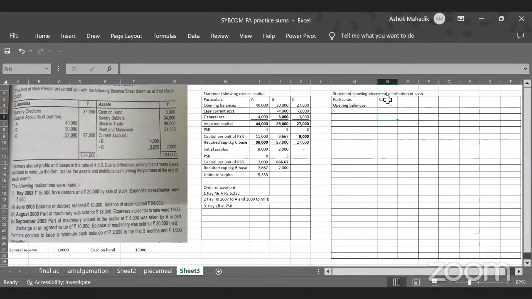First, we need cash column. Then we have only one external liability, creditors, and then partners' capitals. Okay, so in fact, this is a very simple sum, but still I'll solve it quickly because that fourth realization I have to show you. So after cash, creditors is there.